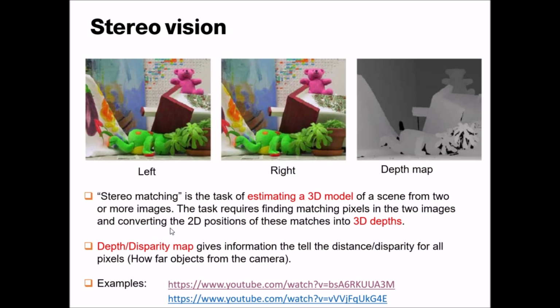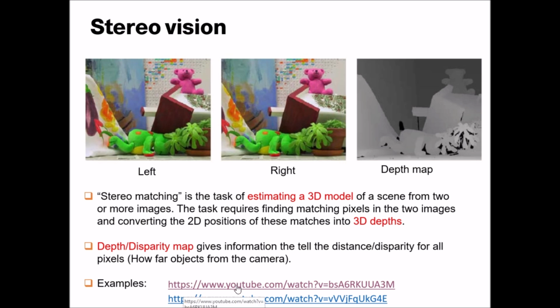If you do this matching between these two pixels for these two positions, you will then calculate the 3D depth. So here we have what we call the depth or disparity map, the result of this process. This gives information telling the distance, or disparity, for all pixels, which in general can simply be said as how far objects are from the camera. It's easy. I show you here some examples.